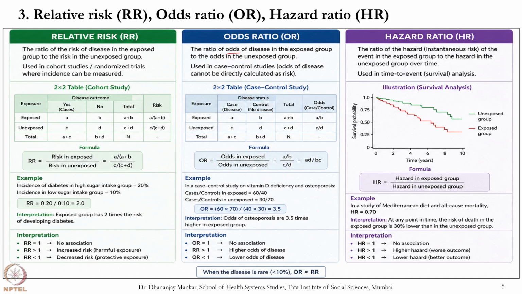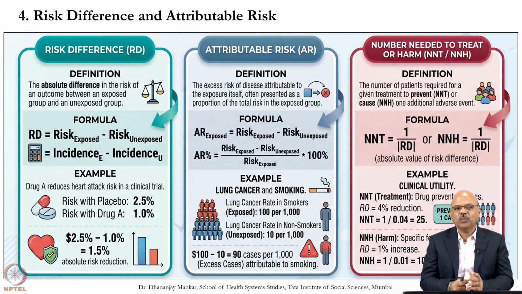Okay. What is the risk difference versus attributable risk? The risk difference is an absolute difference in the risk of an outcome between an exposed group and an unexposed group. Again, the formula here is the risk in exposed minus the risk in unexposed, which is the incidence in exposed minus the incidence in unexposed. So exposed versus unexposed is very important here.